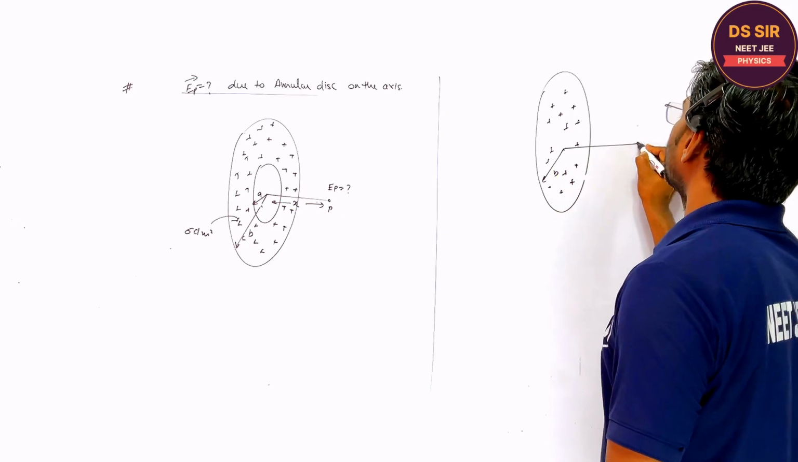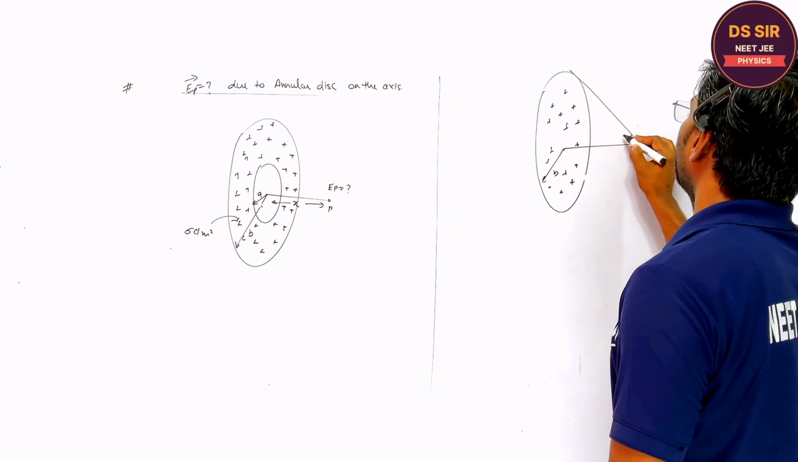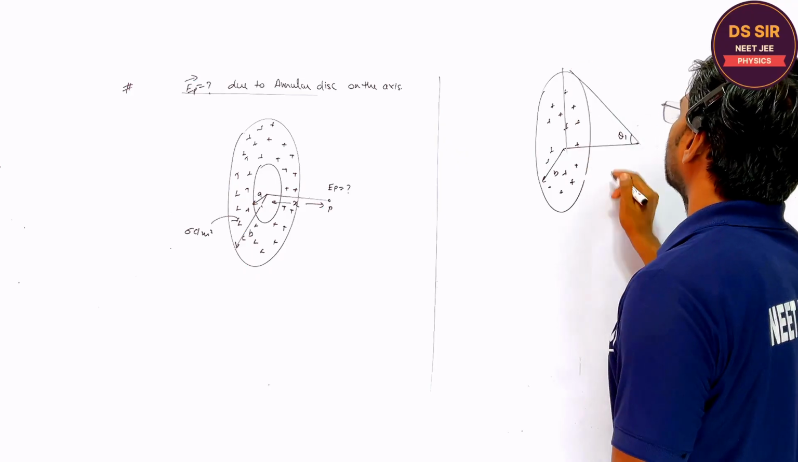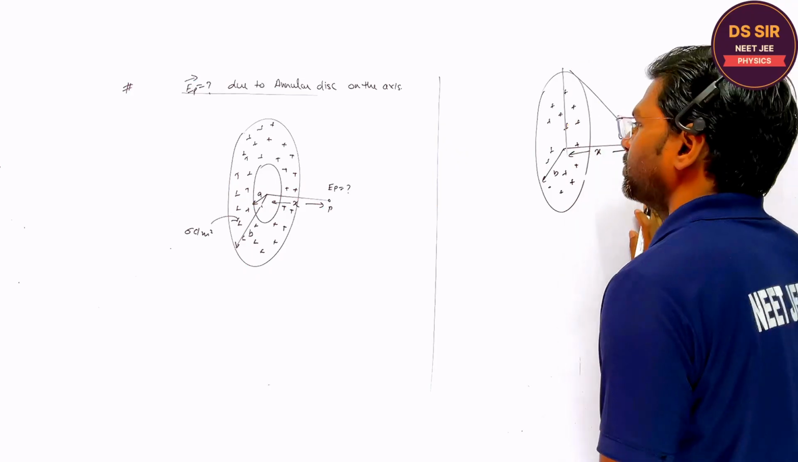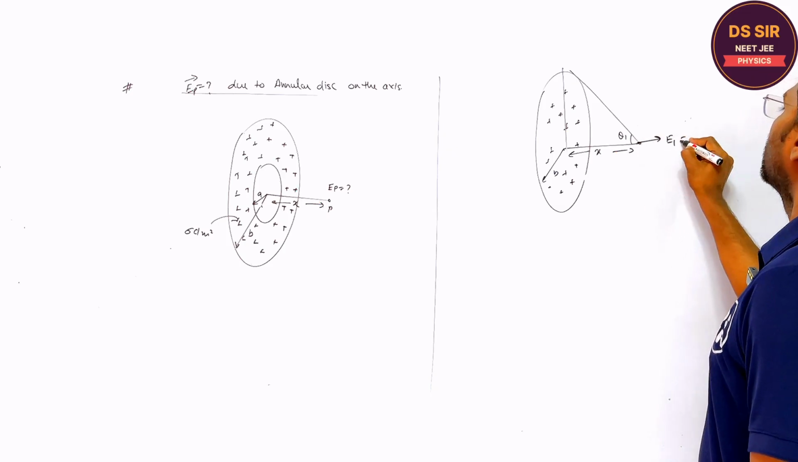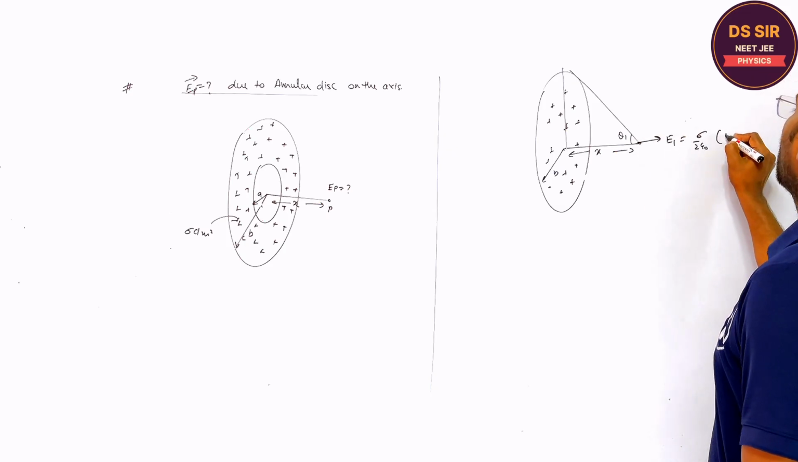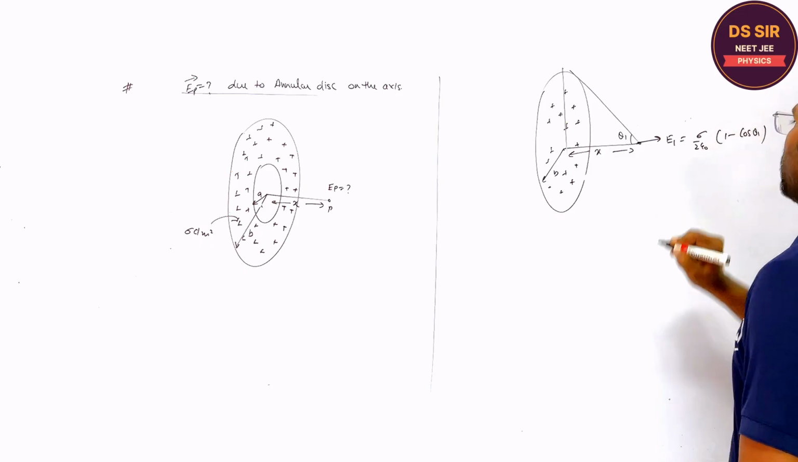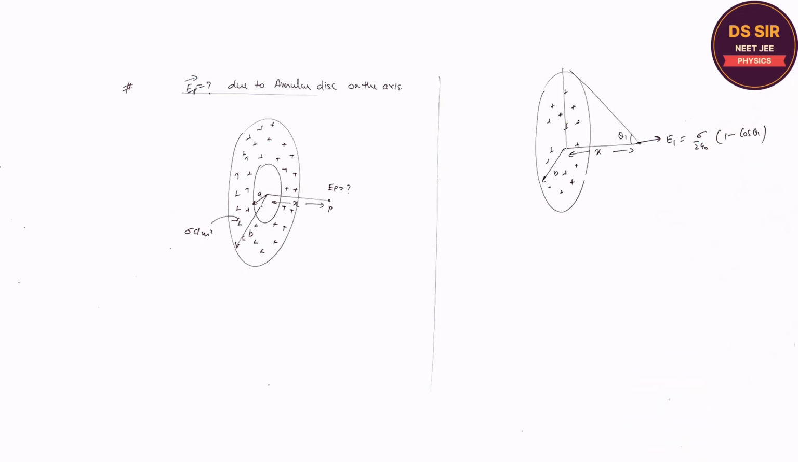Because of this, the angle is assumed to be theta 1, all right? This distance is x, suppose. Are you getting or not? So what is the electric field E1? It is sigma upon 2 epsilon naught times (1 minus cos theta 1). This is the basic formula.